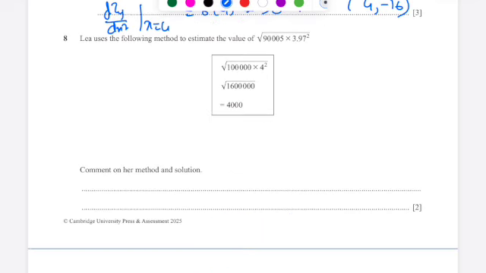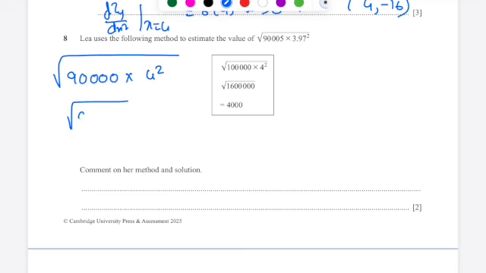Coming to question number 8. Leah uses the following method to estimate the value of 90,005 times 3.7 squared. Next, calculate another method and solution. 90,000 should be rounded off to 100,000? No, 90,000 is rounded off to 90,000 times 3 squared, which is nothing but 4 squared. So what am I going to do with this one?